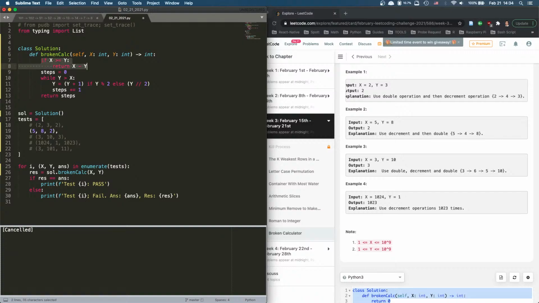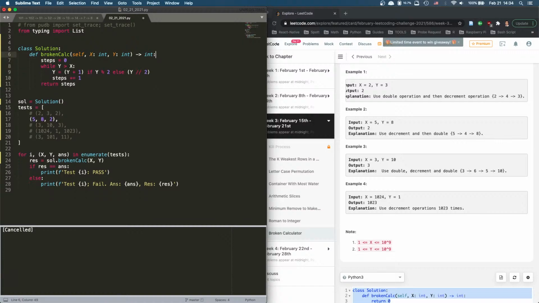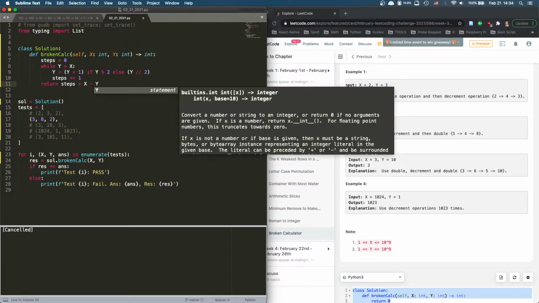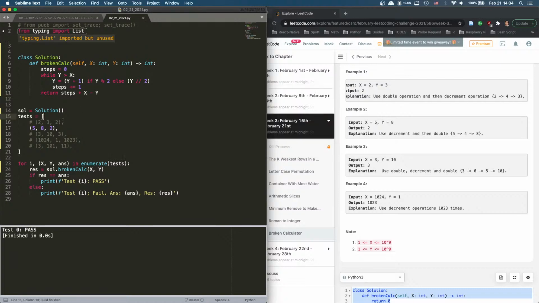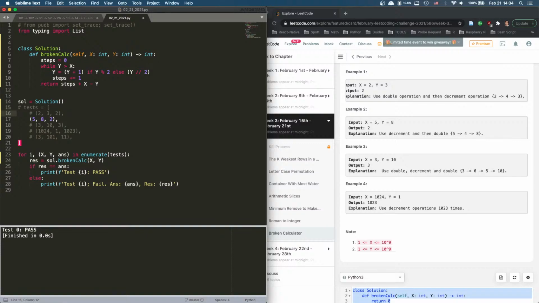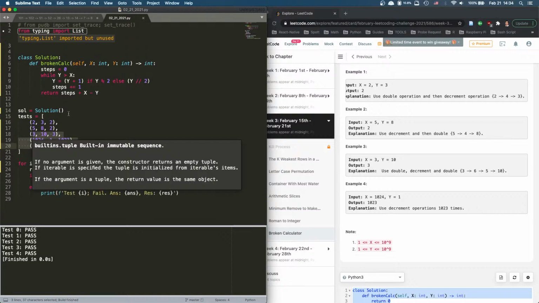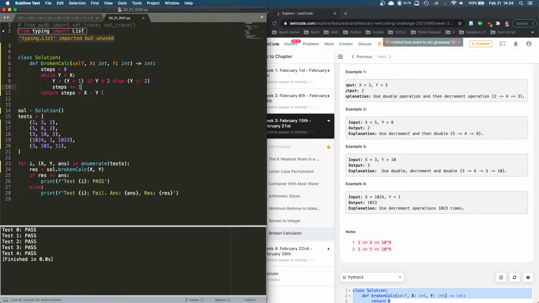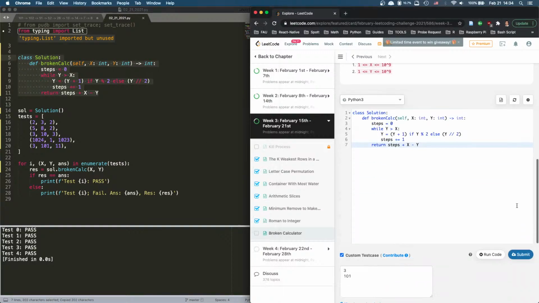And when it exits, we know y this time is smaller or equal to x, so it's just x minus y. And this one passes. All right, let's see. Everything works. Let's try it. Submit.